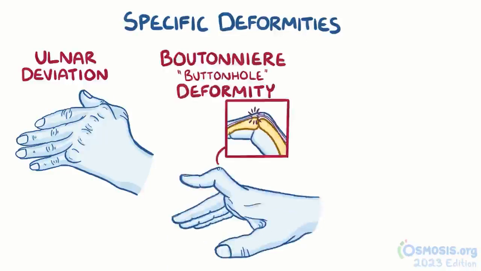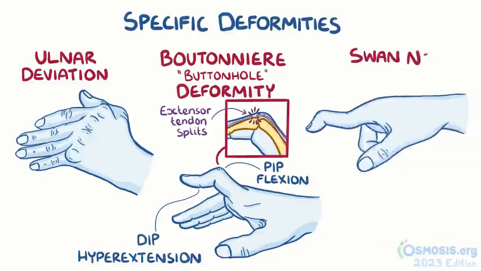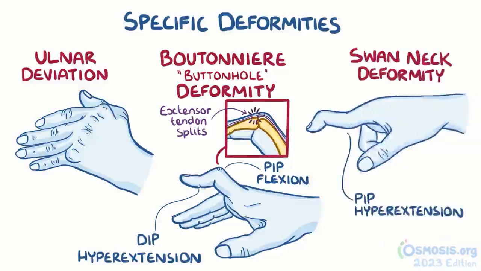This occurs when the extensor tendon in the back of the finger splits and the head of the proximal phalanges pokes through, like a button through a buttonhole, causing flexion of the proximal interphalangeal joint and hyperextension of the distal interphalangeal joint. Another finger deformity is the swan neck deformity, which is the opposite. So there's hyperextension of the proximal interphalangeal joint and flexion of the distal interphalangeal joint.